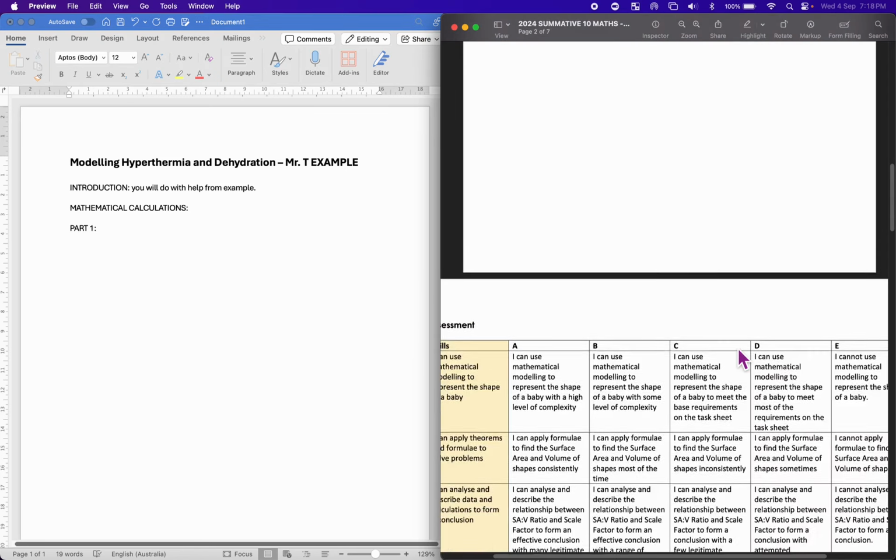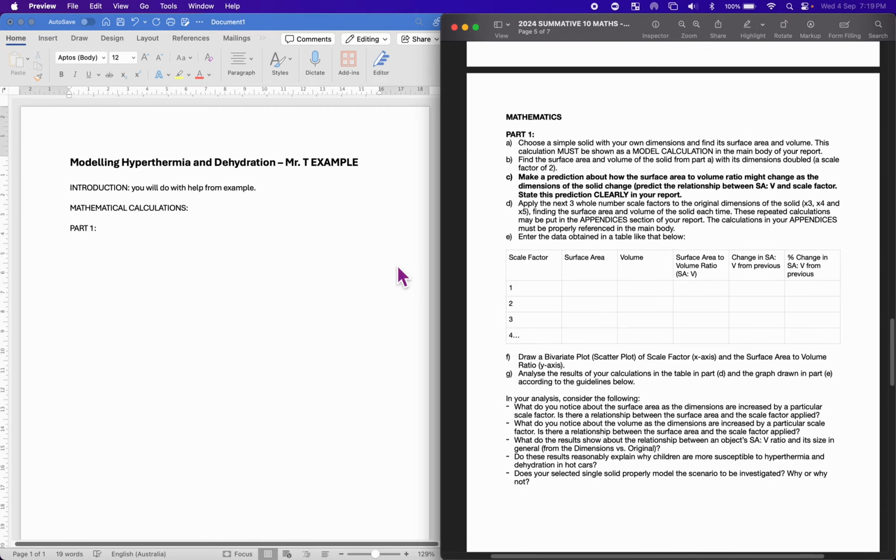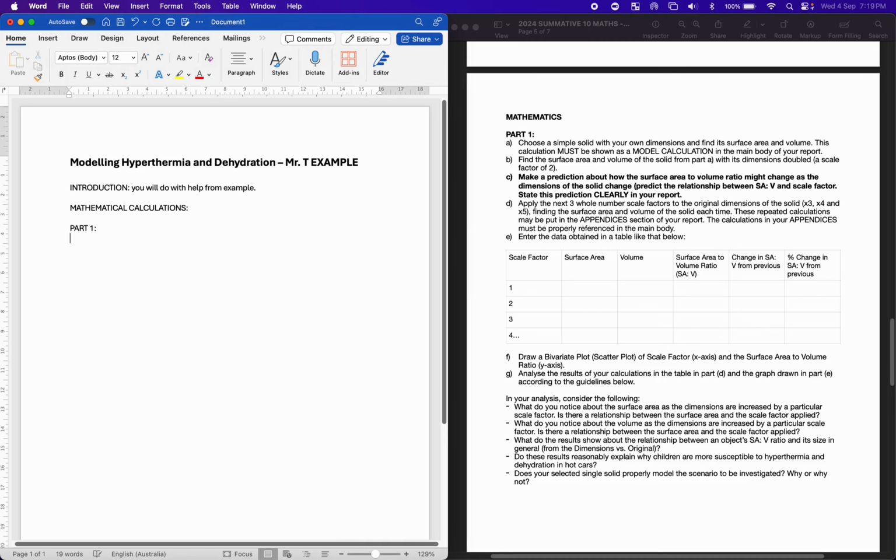So, scroll down. Part 1. Choose a simple solid with your own dimensions and find its surface area and volume. This calculation must be shown as a model calculation in the main body of the report. So, choose a simple solid. Use either a rectangular prism, triangular prism, cylinder, or sphere. I'm going to do a sphere. This is just a note for you in this video, but I'm going to choose a sphere.